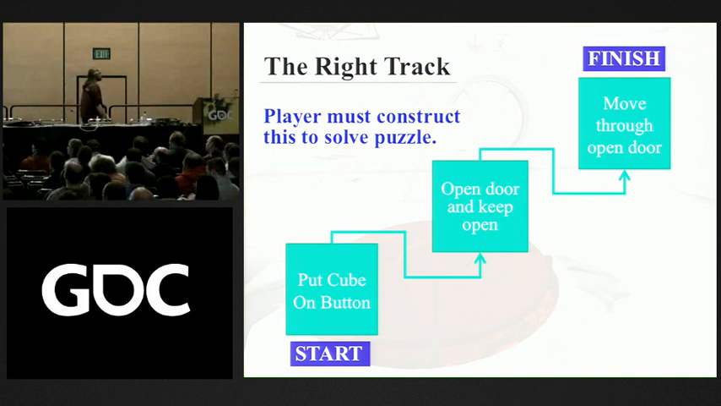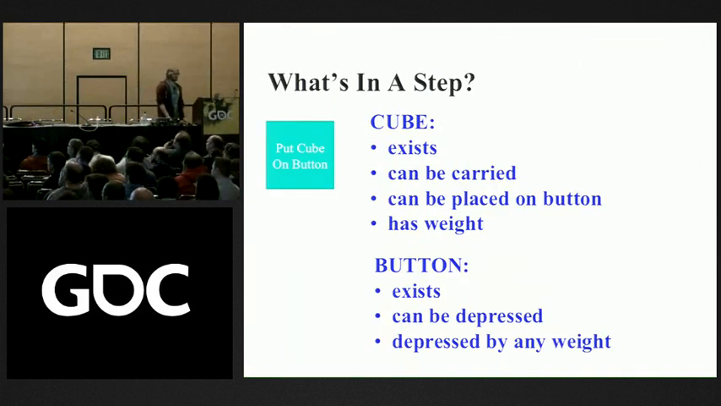And it looks pretty simple. There's only 3 steps here. So that's cool. But what's in a step? There's actually kind of a lot, right? So for just the put the cube on the button step, you need to know a lot of things. You need to know that cube exists. It's in the level. You got to know you can pick it up, carry it around, drop it. You got to know that it can be dropped on the button specifically. And you got to understand that it has weight, because that's part of the conceptual model.